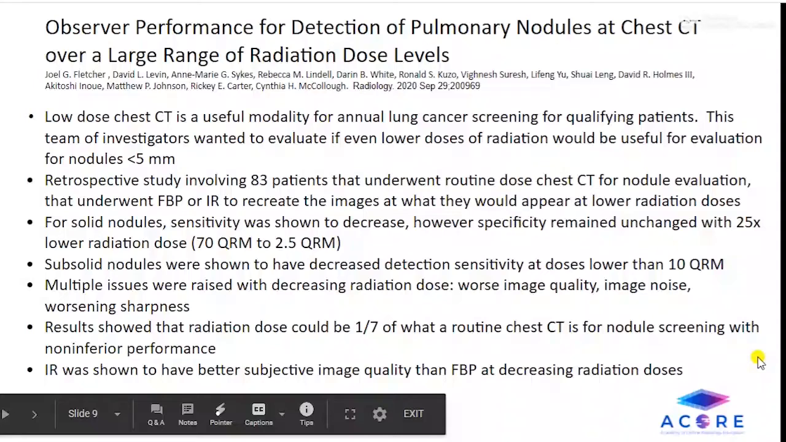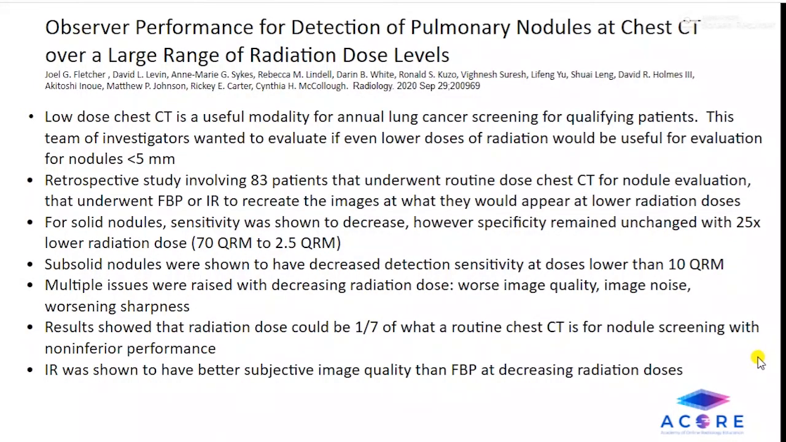Our next study is titled Observer Performance for Detection of Pulmonary Nodules at Chest CT over a Large Range of Radiation Dose Levels. This was a recent article from the Radiology Journal. Researchers at the Mayo Clinic wanted to investigate the role of low-dose radiation chest CT compared with routine-dose chest CT to evaluate indeterminate pulmonary nodules of 5 millimeters or greater, with indeterminate nodules being defined as having no definite benign features. This was a retrospective case control study involving 83 patients that underwent routine-dose chest CT for pulmonary nodule evaluation.